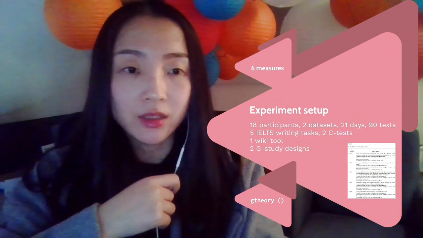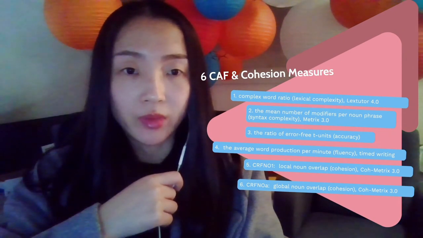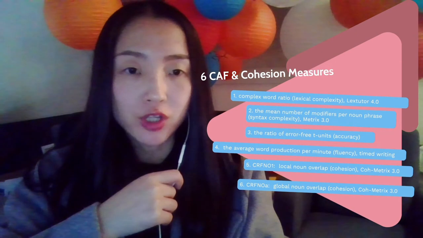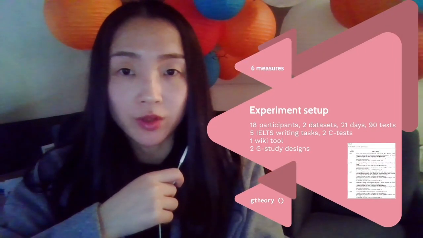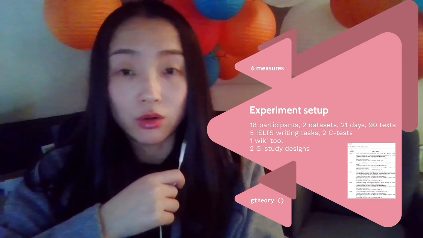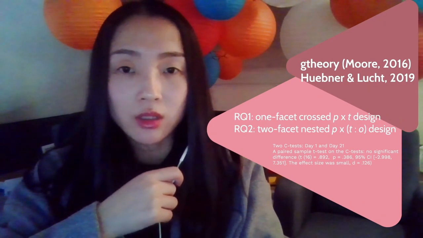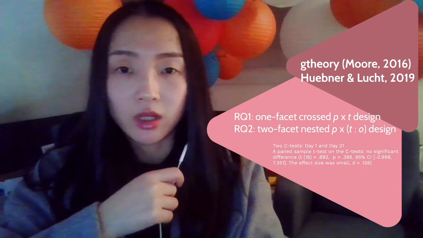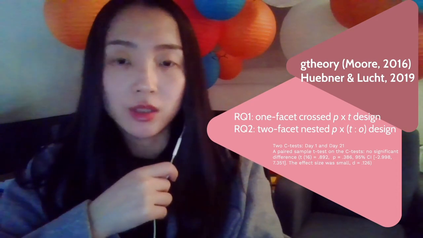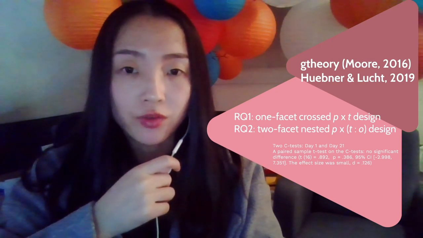In total, we had 90 texts, and these texts were scored by six analytic measures, four CAF measures and two cohesion measures, using different computer programs. The scores obtained from the six measures were then studied by a statistical module called generalizability theory, or G-theory. What G-theory can do is tell us the generalizability or reliability of the assessment results and the role of assessment characteristics that are of interest to the researcher or decision maker. We used two G-study designs to answer different research questions.